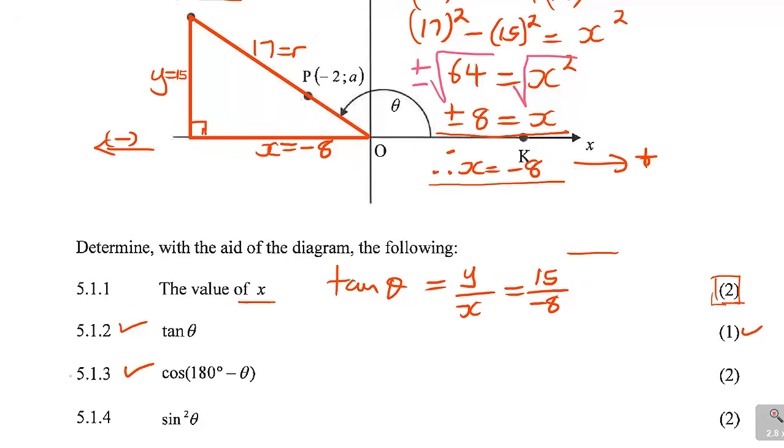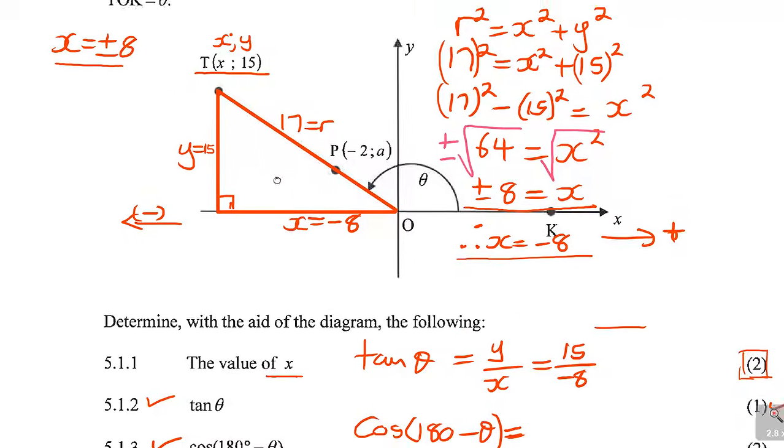Moving on, 5.1.3, cos of 180 minus theta. Remember how you simplify cos 180 minus theta using the reduction rules, because that's what you need to use here. Cos 180 minus theta is in the second quadrant, and in the second quadrant, if I can remind you of the cast diagram here, because I'm using the cast diagram to have that.